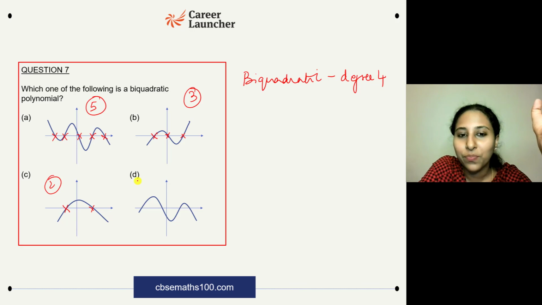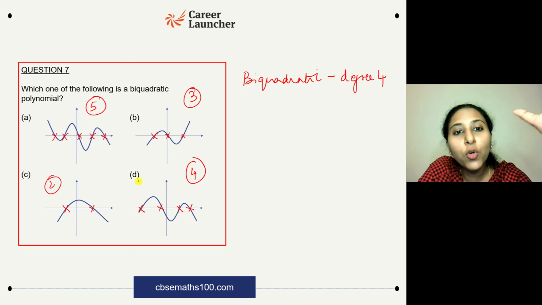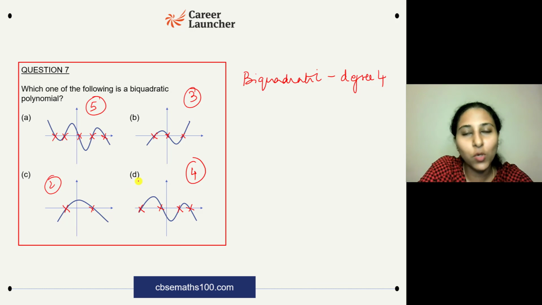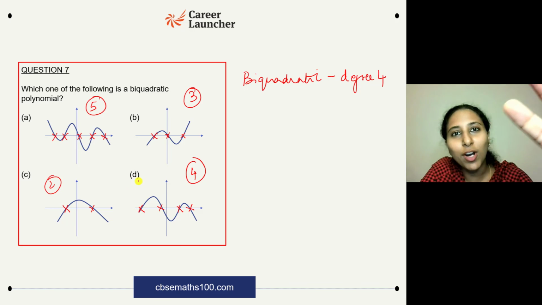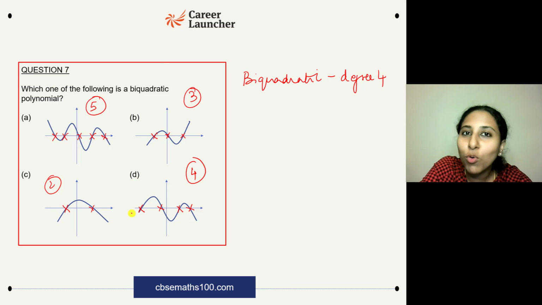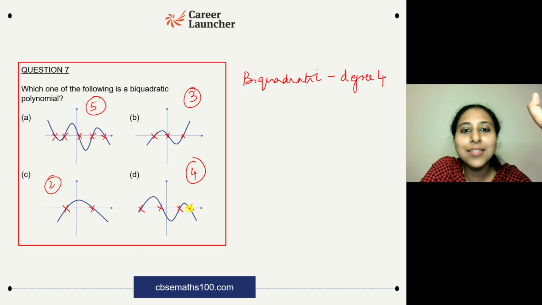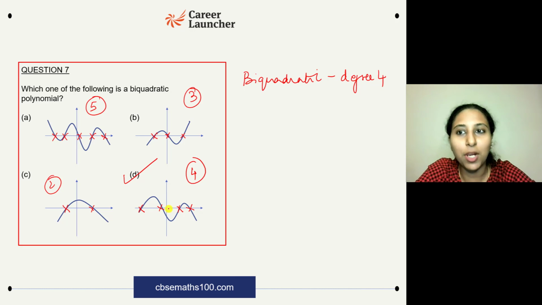Look at option D now. You're having over here 1, 2, 3, 4. 4 zeros over here for option D. If you look at the given options for this question, which would be the best answer choice? Since we're talking about degree 4, the one which has 4 zeros would be the best answer choice considering this question. So the answer over here would be D. D, which has 4 zeros, 4 points of intersection with the x-axis, would be the biquadratic polynomial of degree 4 over here.